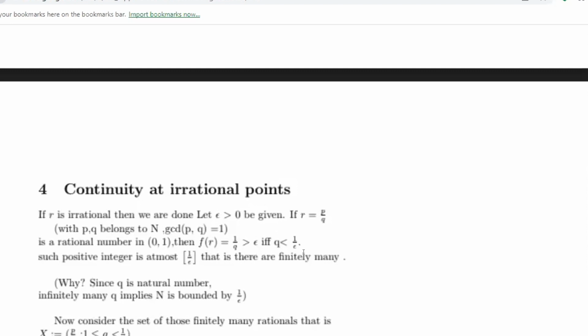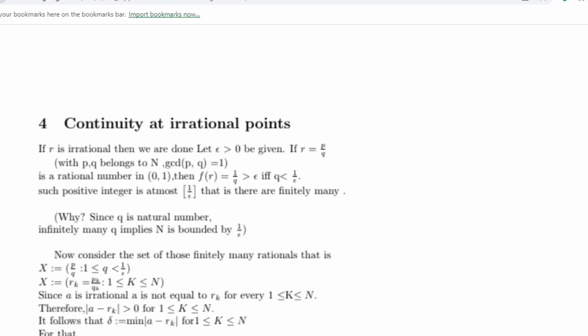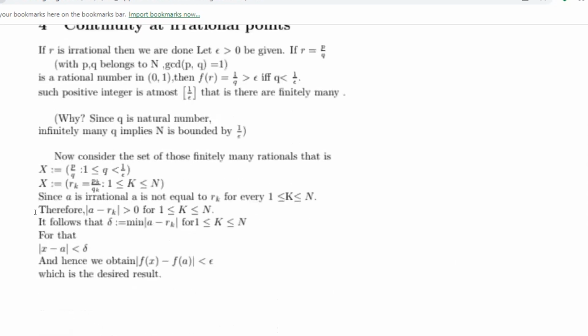So I am only looking for the condition where the image is greater than epsilon, which is creating a problem for my function to be continuous, right? So I will try to control this or avoid this. So let's see how we can control this.